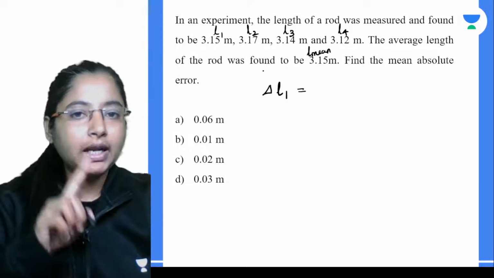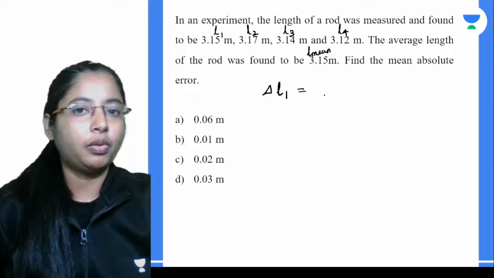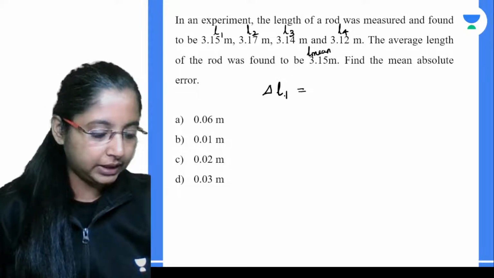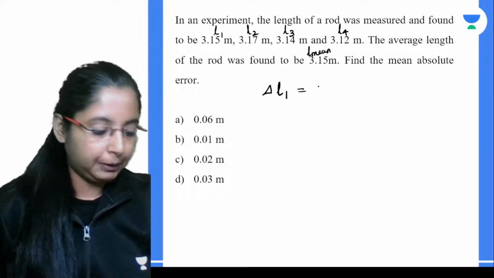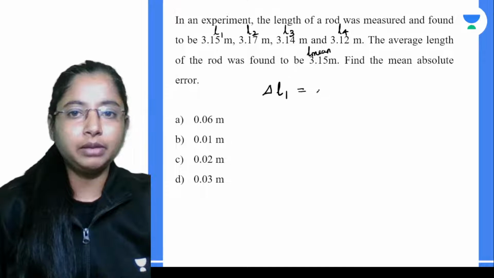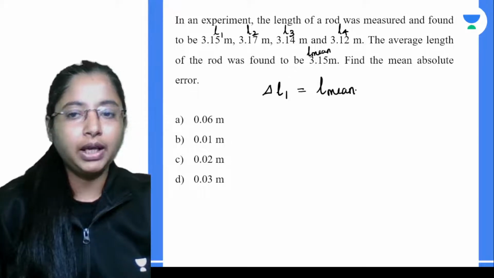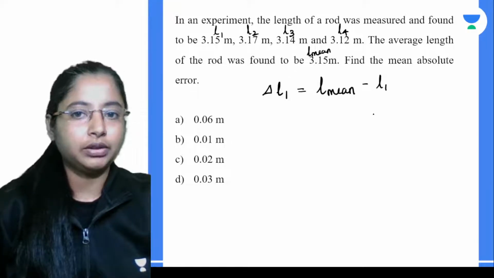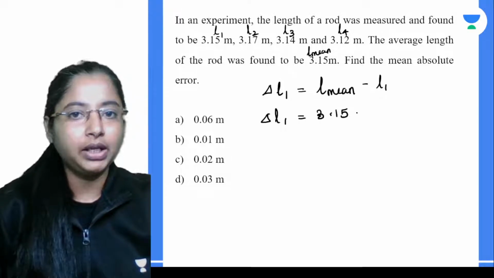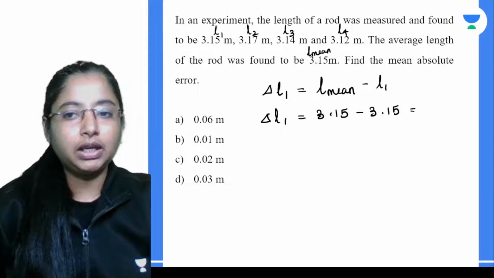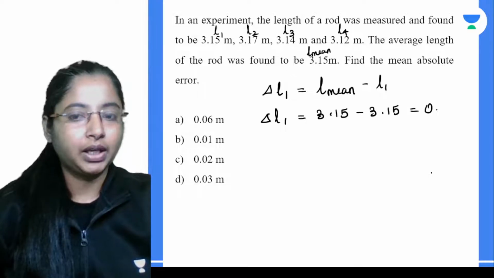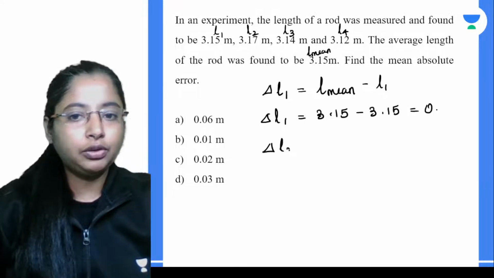Okay, find the absolute error for each quantity. So delta L1 will be nothing but L mean minus L1. That is 3.15 minus 3.15, and here we end up getting 0. Now, what will delta L2 be?